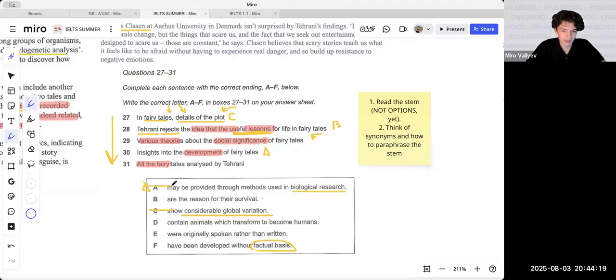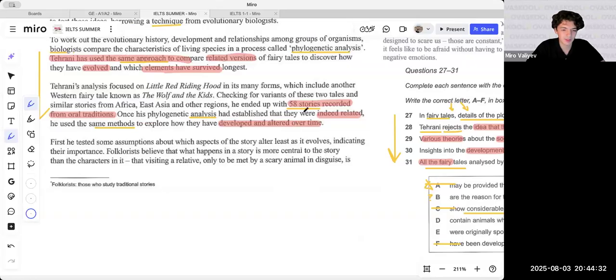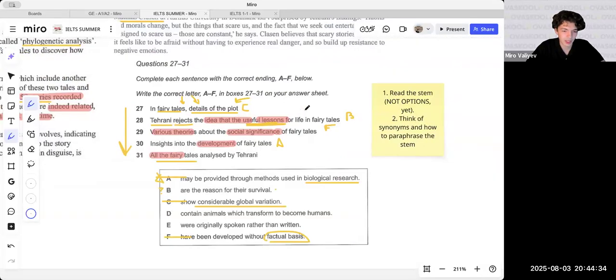All right, so A done, F done, B more or less done. Then all the fairy tales, right? All the fairy tales analyzed by Tehrani. So he analyzed 58 fairy tales. What do we have? All the fairy tales are the reason for their survival. Doesn't make sense. Then contain animal which transformed to become humans.